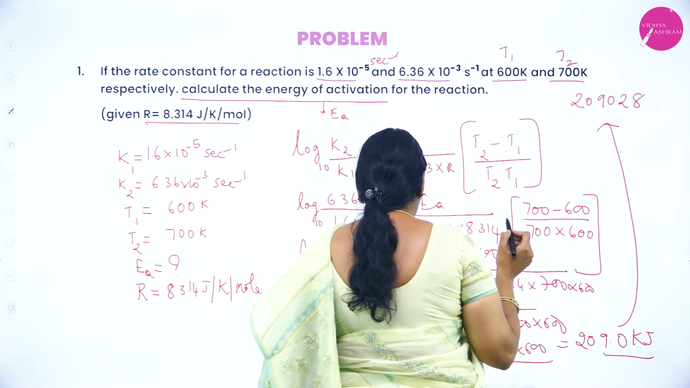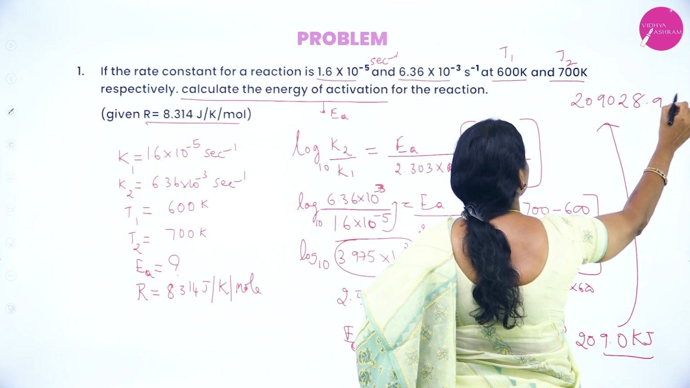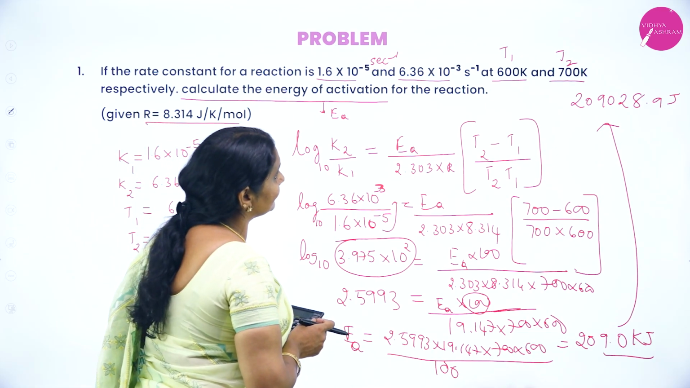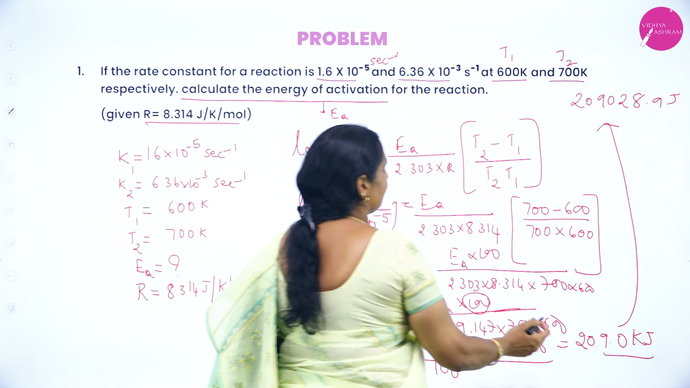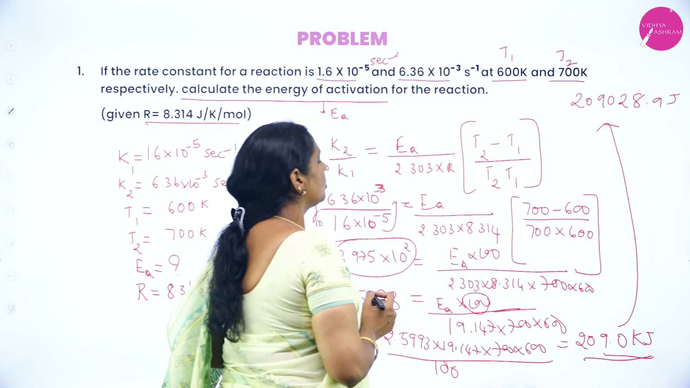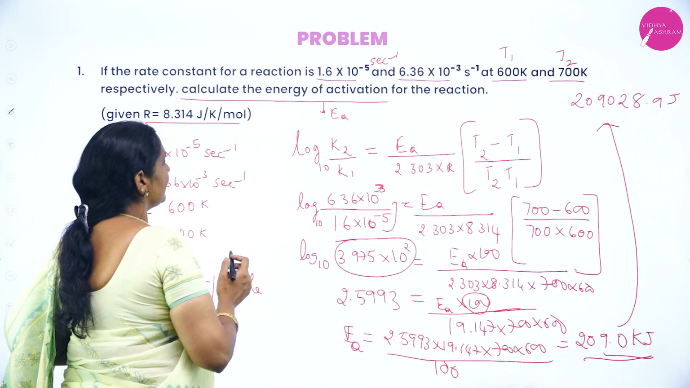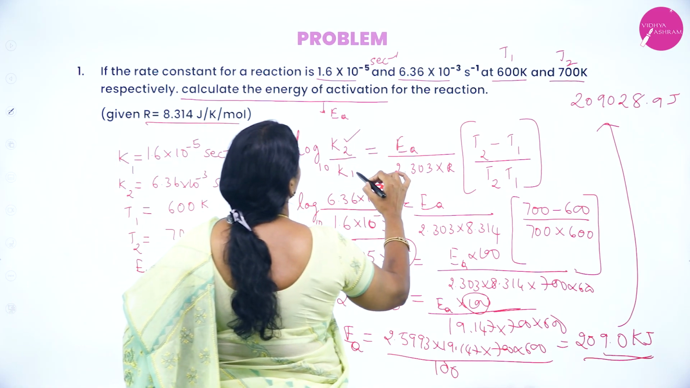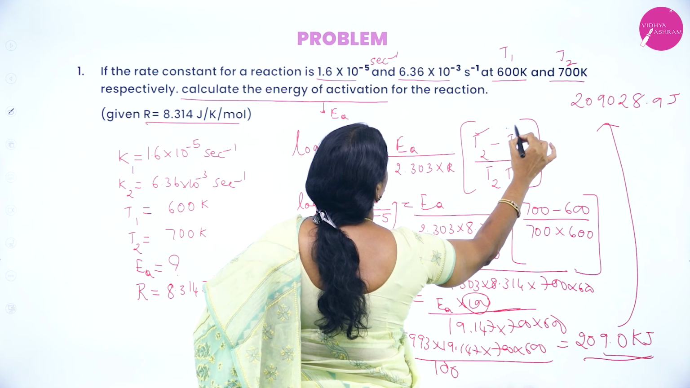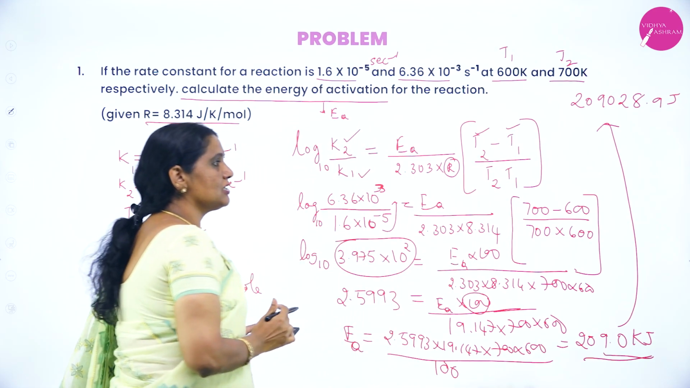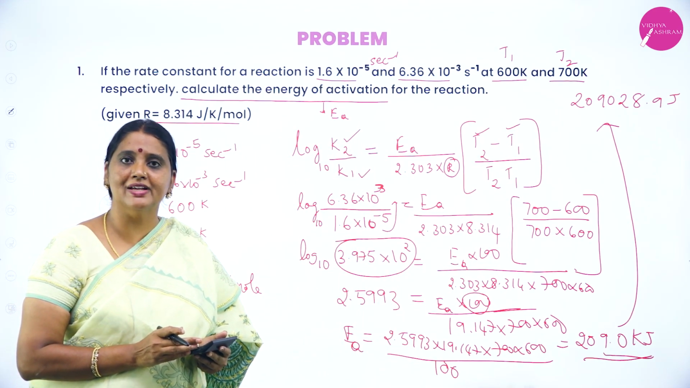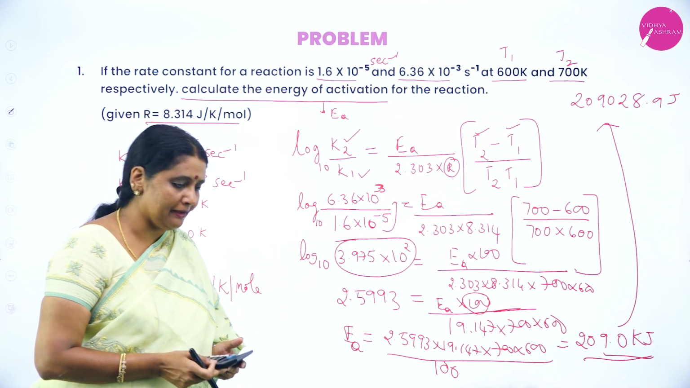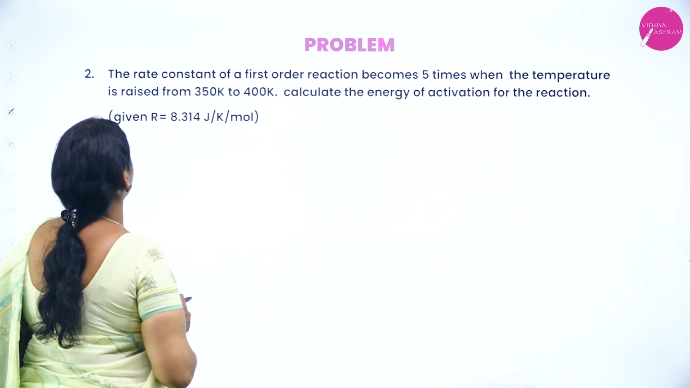or if you want to express in terms of joule, it is 209028.9 joule. If you convert the same into kilojoule, it will become what? 209 kilojoule. So, this is how you calculate activation energy by using K2, K1, T2, T1 as well as R. R is always constant, its value is always 8.314 joule per Kelvin per mole. Okay.